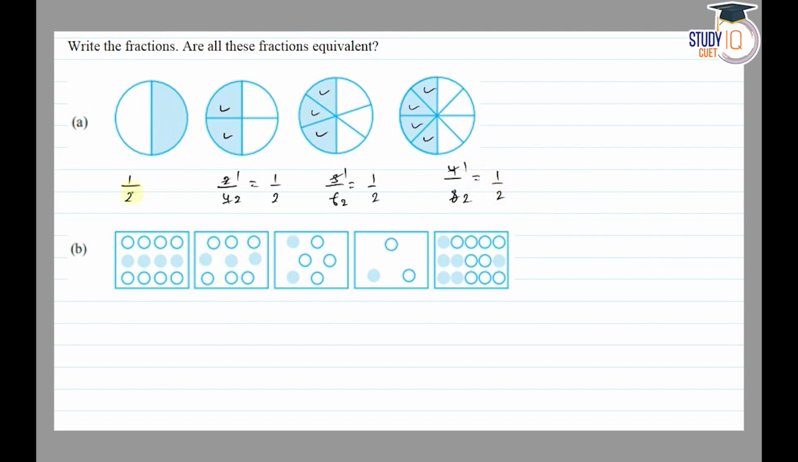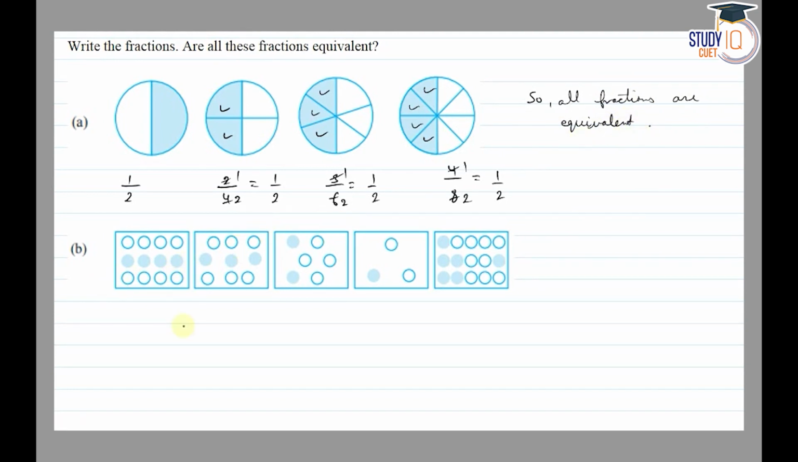So all the fractions are half, half, half and half. So all fractions are equivalent.